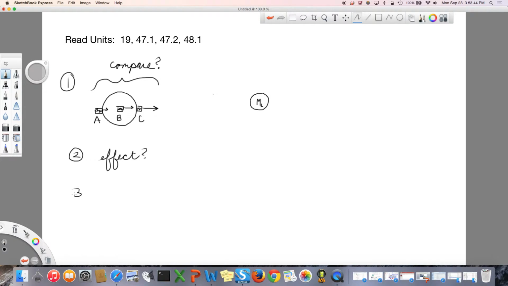And then finally, a third question, does the material matter? In other words, if the material at A is different from the material at B, or the material at B is different than the material at C, does that matter, at least as far as the gravitational force is concerned?